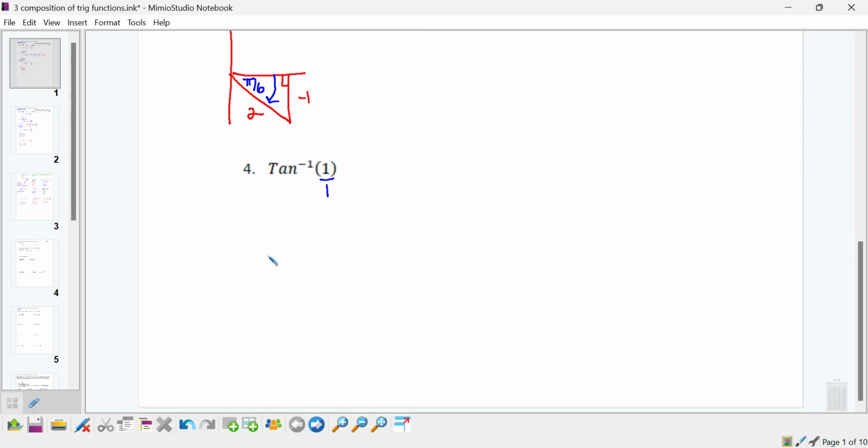All right, and lastly for tangent, well, first I need a fraction. Tangent is quadrants 1 and 4, y over x. Positive would be quadrant 1. This triangle is created by the pi over 4 or 45-degree angle.